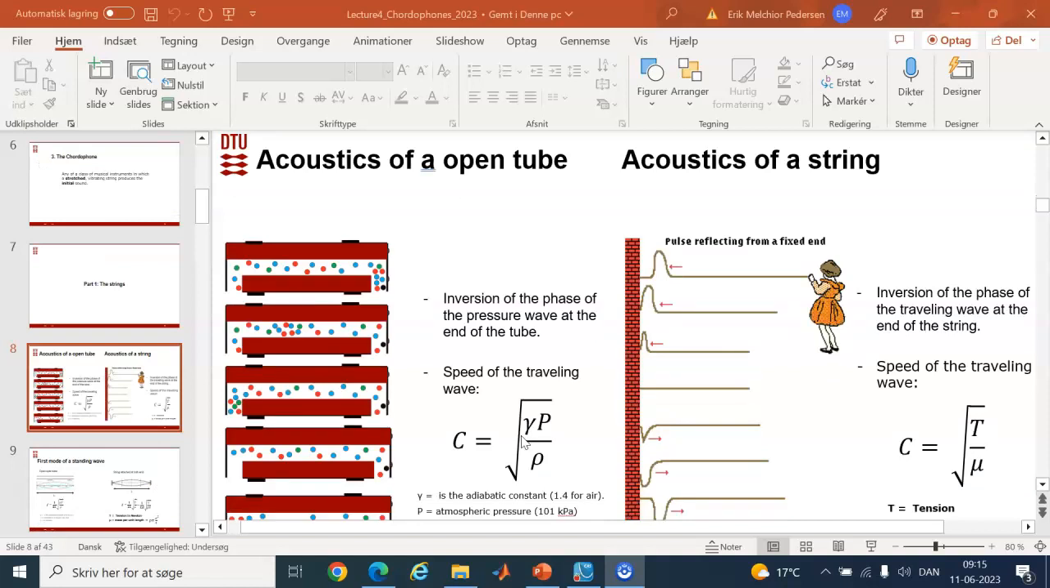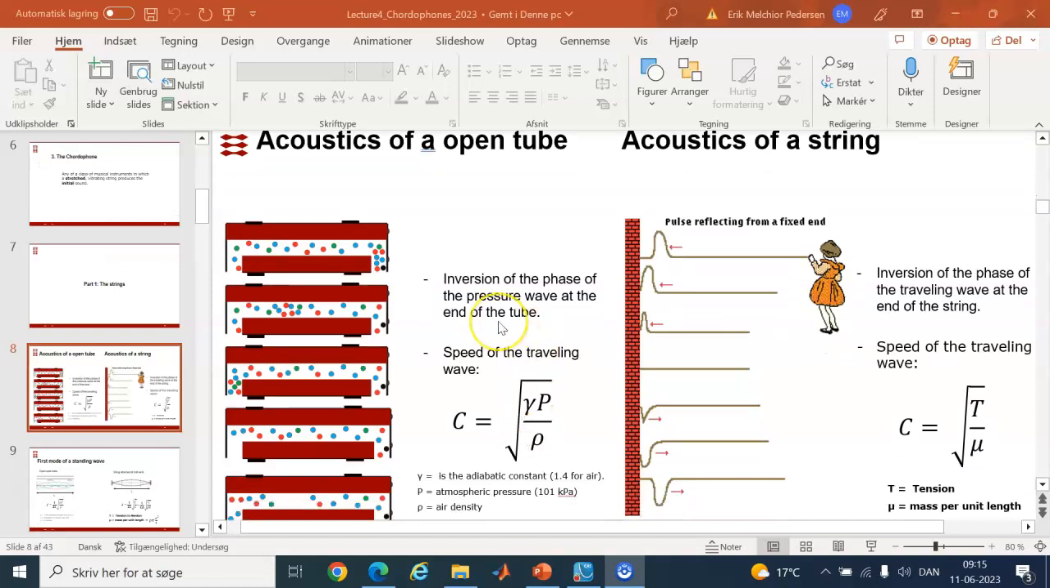Part 1. The strings. We have here, to the left, the acoustics of an open tube. Inversion of the phase of the pressure wave at the end of the tube. Here, inversions. Pressure goes in with a plus, and then returns with a minus.